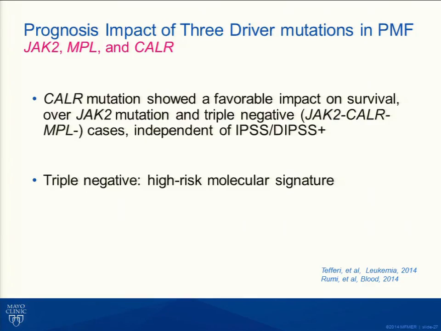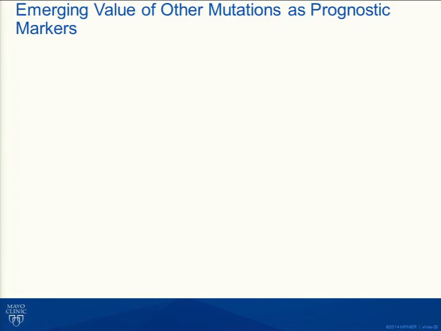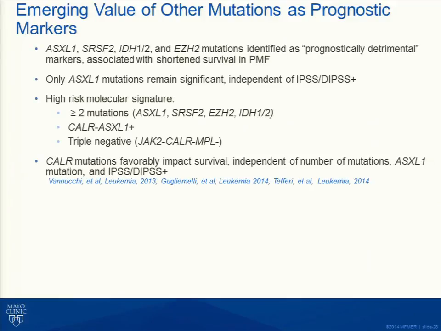So besides the diagnostic value of the 3 major driver mutations, they also carry prognostic value in PMF. CALR mutation has been consistently demonstrating a favorable impact on overall survival, and it is independent of the risk stratification scoring system, whereas the triple negative molecular signature, that is negative JAK2, CALR, and MPL, is a high-risk molecular group. Besides those 3 markers, there are other genes that have been identified to carry prognostic value.